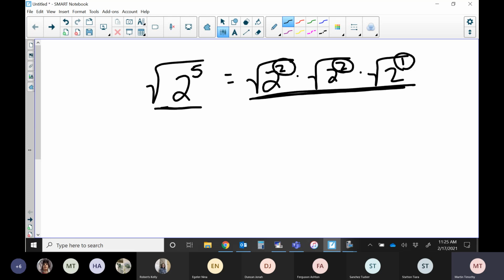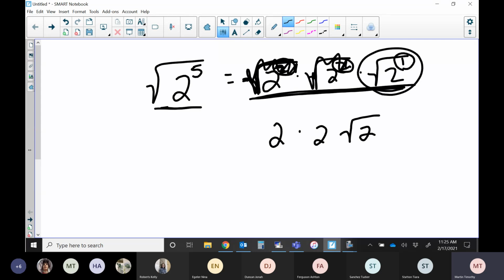Now, why am I breaking it up like that? So that I see every time I have a square under a square root, these two are canceling, leaving me with a 2. These two are canceling, leaving me with a 2. This does not cancel, leaving me with the square root of 2. And so my final answer is 2 times 2 is 4 square roots of 2.